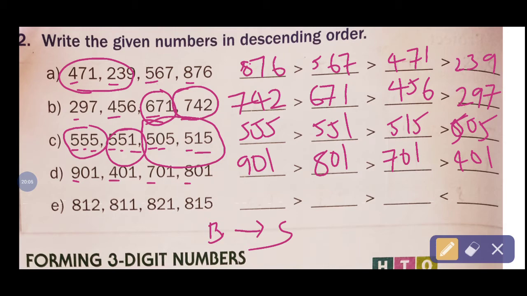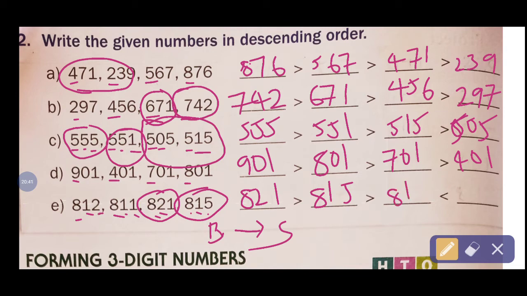So next question: 812, 811, 821, 815. The first digits are all equal, yes or no? Then comes the second digit: 1, 1, 2, 1. Now which is the bigger one? This is the bigger one, 821. Okay? Then after that, the third digit: 2, 1, 5. 5 means the bigger one, so 815. Completed this one also. Okay, in these two, 2 is the bigger number: 812, 811.